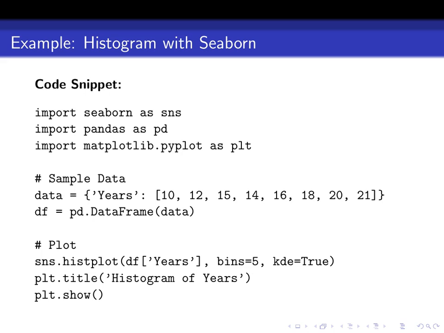In the next code example, you'll see how to create a histogram using Seaborn. This code plots the distribution of years of schooling and adds a density curve to better illustrate the shape of the data. By adjusting the number of bins, you can get a more detailed or summarized view of the data.